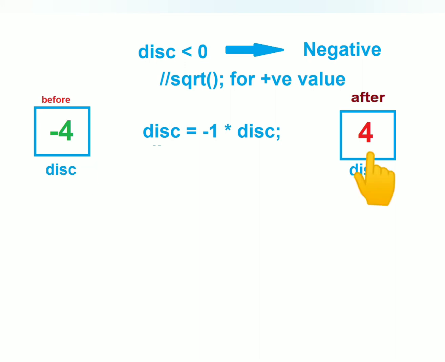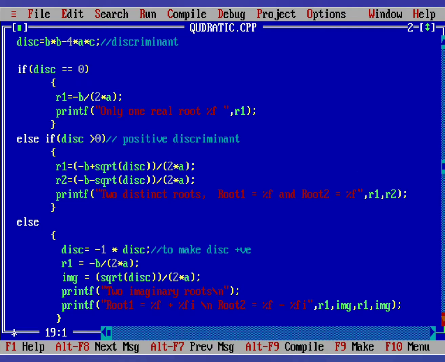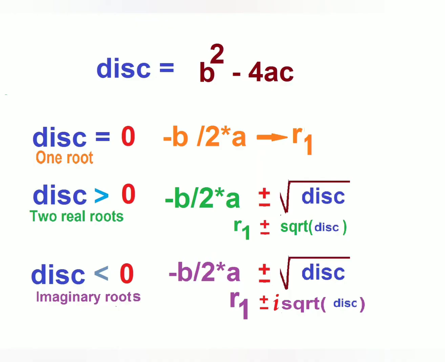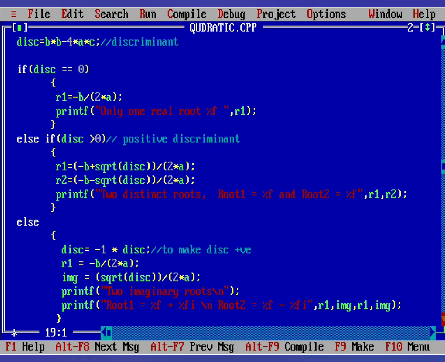It is shown in red color. We can take the square root only of a positive value. Here the roots are imaginary, so we have to print with an i in the imaginary part. In the case of disc less than 0 or greater than 0, there are two roots. The only difference is that you have to place a minus in the second root between R1 and the square root of disc. Now our program is finished.